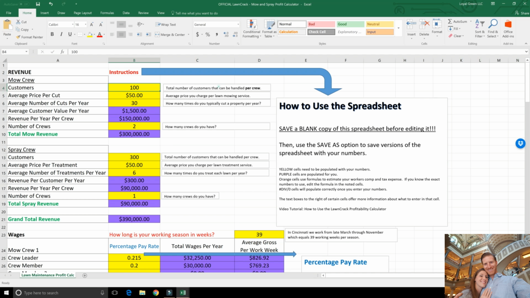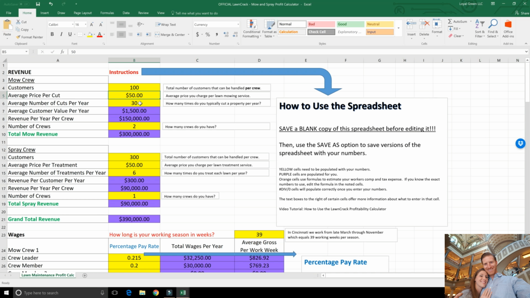So customers, this is customers that can be handled per crew. That's crucial right there. I have 100 per crew. I think that's very reasonable, especially if you're doing residential lawns. I'm assuming a two-man crew can cut 100 lawns a week. In the spring, that might be a little hectic, but over the summer, in 4 days a week they can cut 100 lawns. Average cut price, $50, very realistic. Our minimum's 45. We have some that go up to around 500 a cut. It really averages out to about 50.